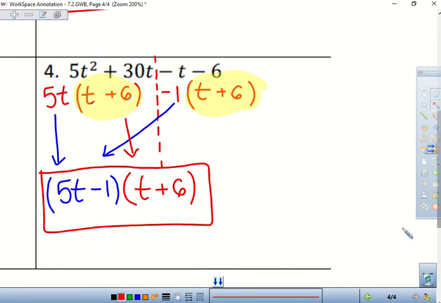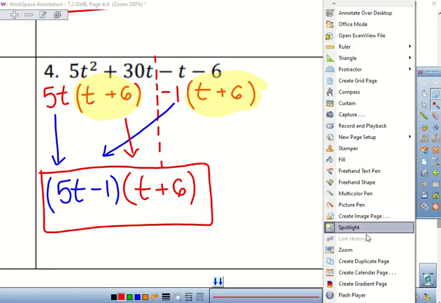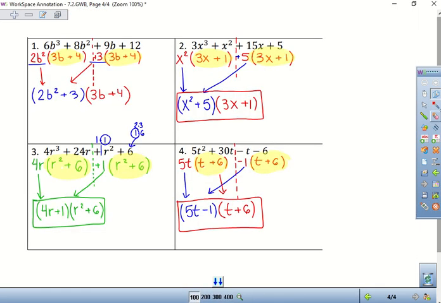Does anyone have any questions? I will zoom out.